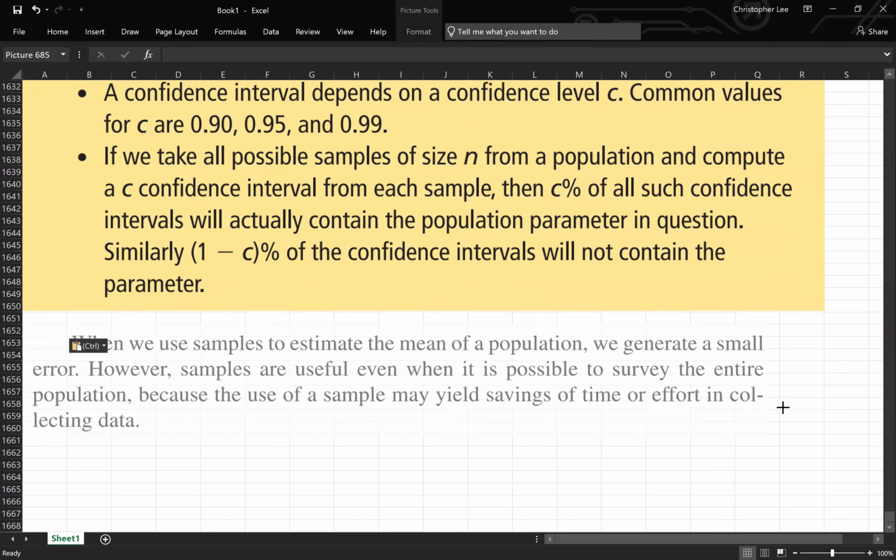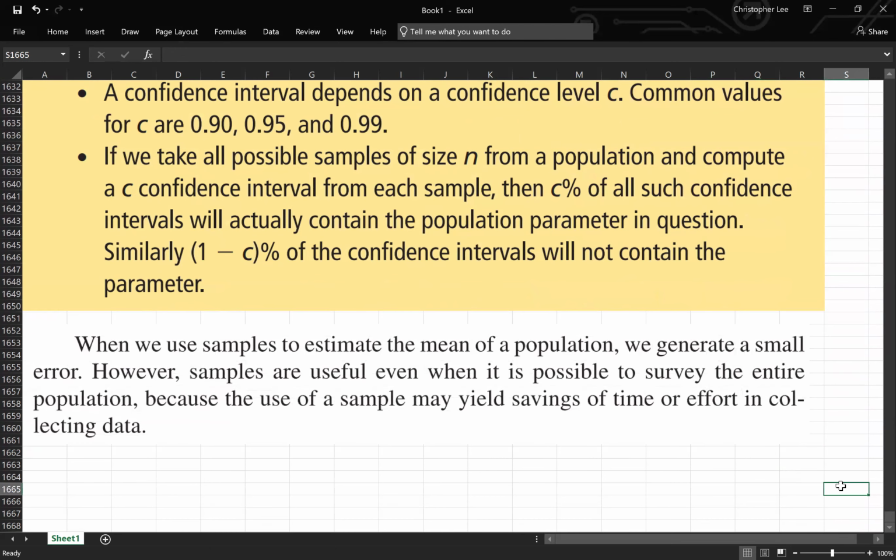So when we use samples to estimate the mean of the population, we generate a small error. However, samples are useful even when it is possible to survey the entire population, because the use of the sample may yield savings of time or effort in collecting data.